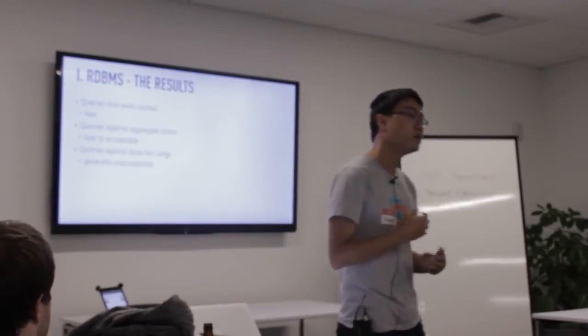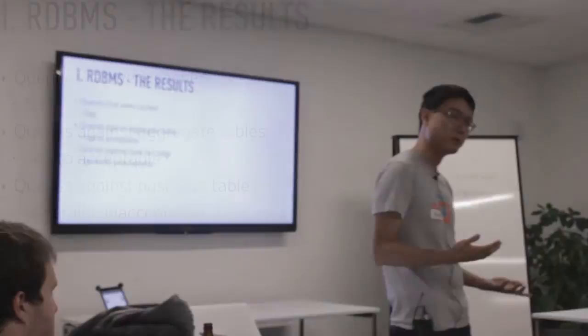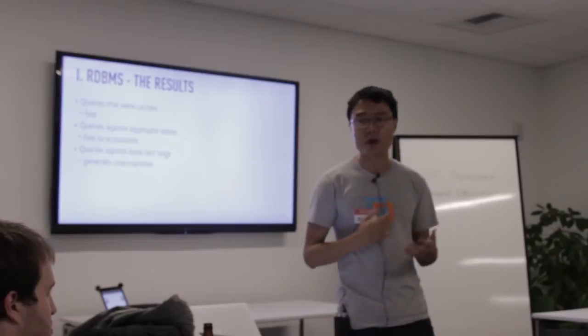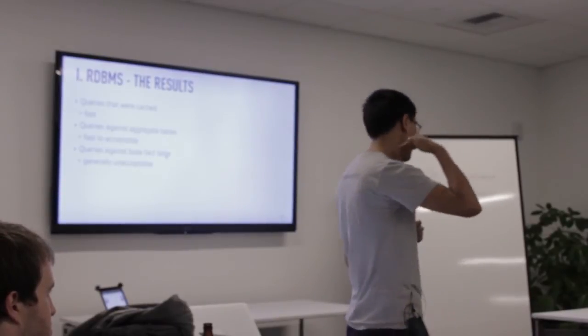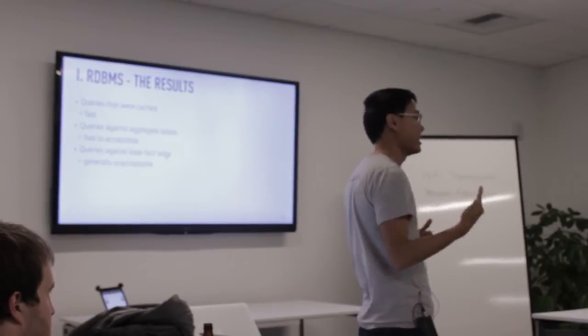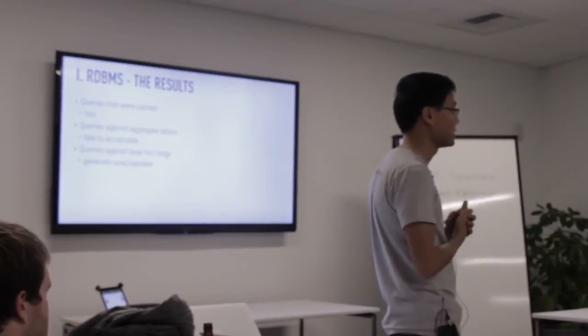What we found with using Postgres was basically queries that were cached were generally pretty fast. Queries that went against aggregate tables were fast to acceptable. But the real problem came with queries that hit the raw data. Anytime we needed to hit the base fact table and scan the raw data, those query latencies were pretty much unacceptable to us.